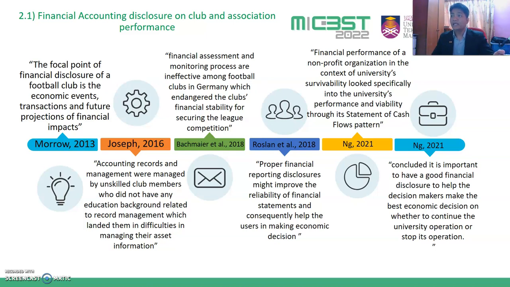And according to Bachmeier et al., 2018, financial assessment and monitoring processes are ineffective among football clubs in Germany, which endangered the club's financial stability for securing the league competition. And according to Roslan et al., 2018, proper financial reporting disclosure might improve the reliability of the financial statements and consequently help the users in making economic decisions. And according to Ng, 2021, financial performance of a non-profit organization in the context of a university's viability looks specifically into the university's performance and viability through its statement of cash flow pattern. And according to Ng, 2021 as well, it concluded that it is important to have a good financial disclosure to help the decision makers make the best economic decision on whether to continue the university's operation or stop its operation.